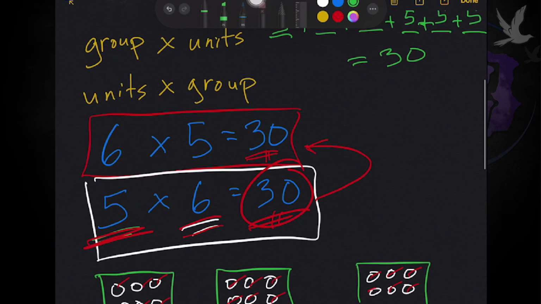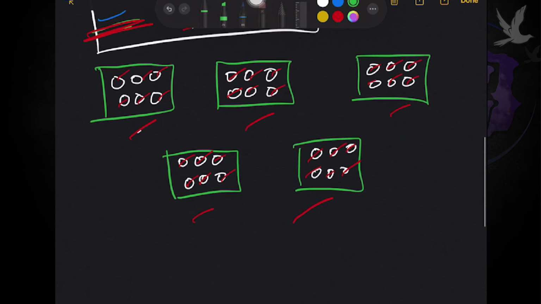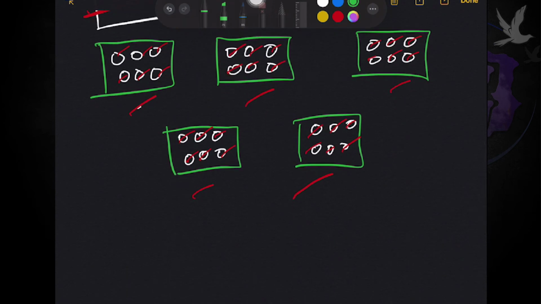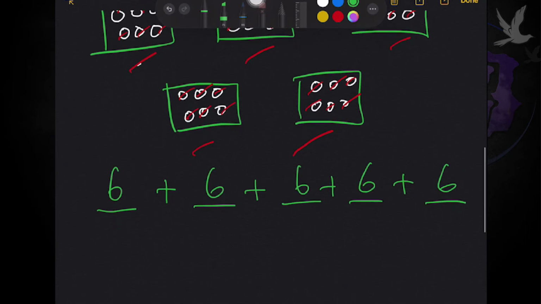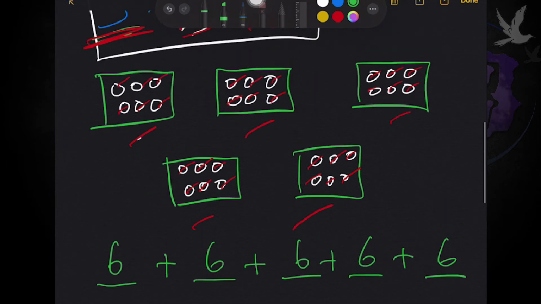Dito sa baba, ito. If we're going to do the addition sentence of this one, we have 5 groups. We have 1, 2, 3, 4, 5. And for each group, we have 6 units. That's 6 here, 6 here, 6 here, 6 there. And if you're going to add that, this will surely give you 30.